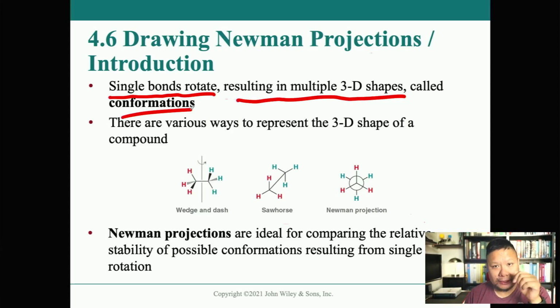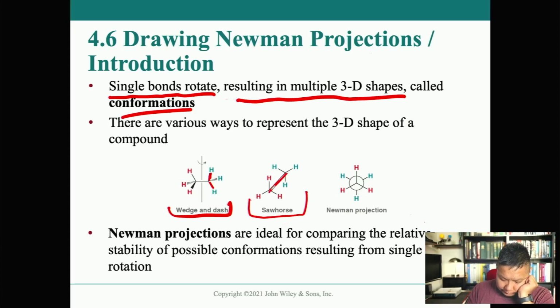There are various ways to represent the 3D shape of a compound, which you already knew. You have the wedge and dash, where the solid wedge means it's coming towards you, whereas the dash wedge means it's going through to the back of the paper, or whatever it's sitting on. And when it's just a straight line, it's in the plane of the paper. You can draw it as a sawhorse, a 3D drawing, where your sigma bond is right there. The example here is ethane. The first carbon is sitting right there, and the second carbon is sitting right there.